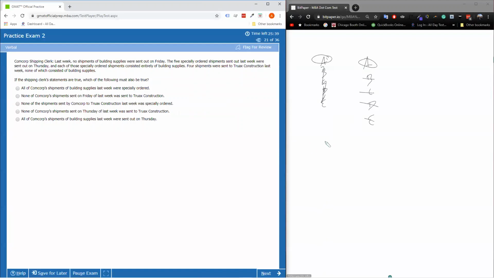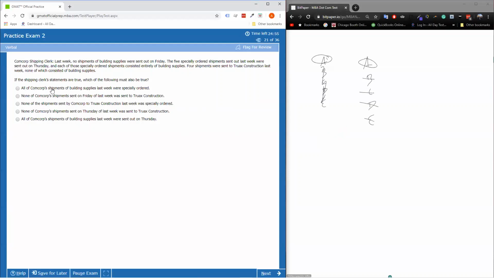ComCorp shipping clerk. Last week, no shipments of building supplies were sent out on Friday. The five special order shipments sent out last week were sent out on Thursday, and each of those special order shipments consisted entirely of building supplies. The 4 shipments were sent to Truex Construction last week, none of which consisted of building supplies. Okay. What of the following must be true?